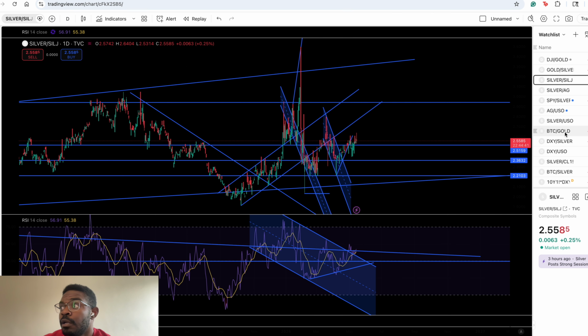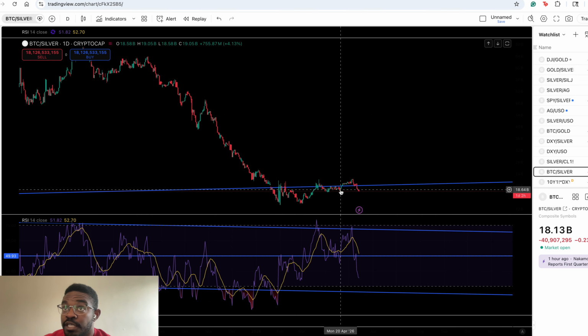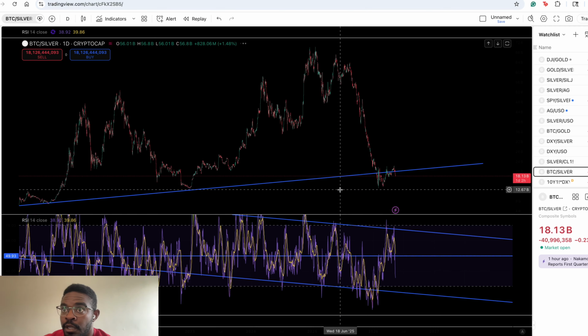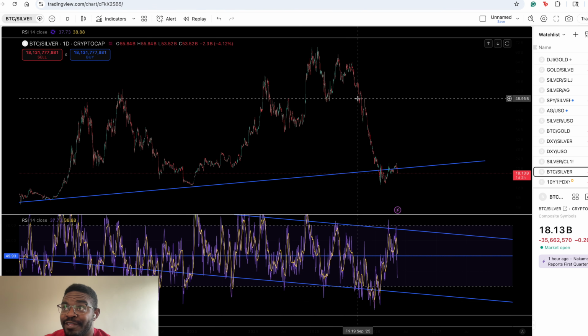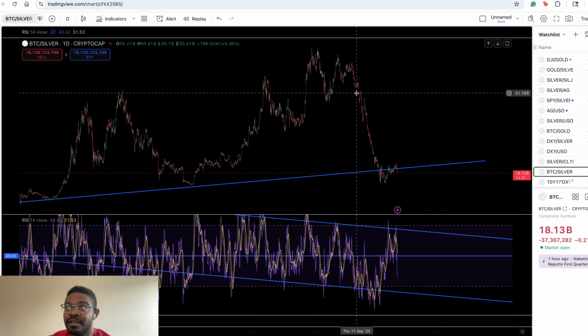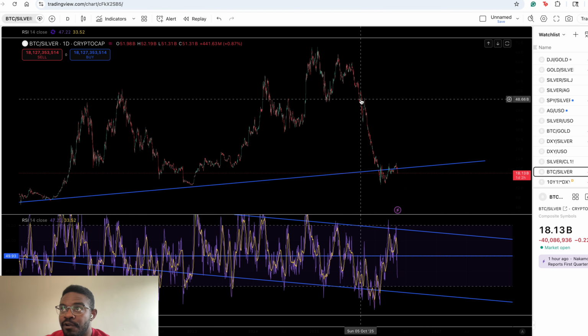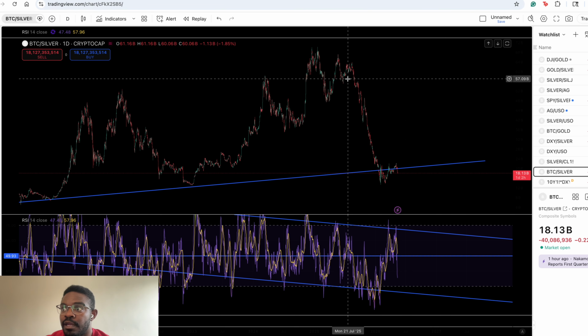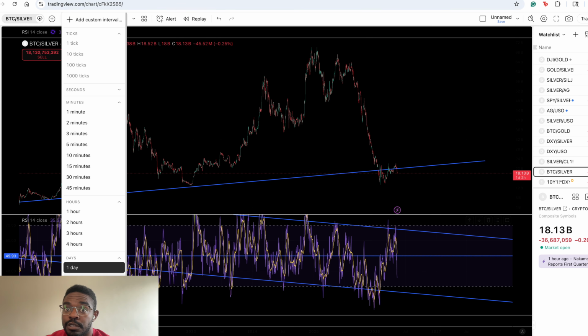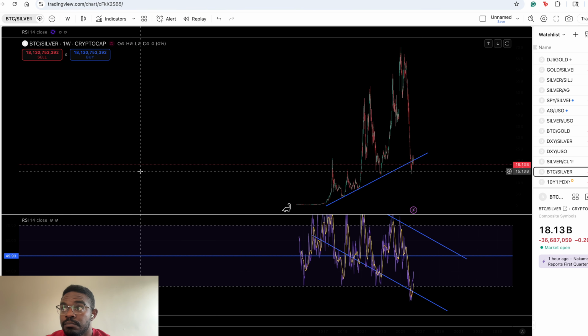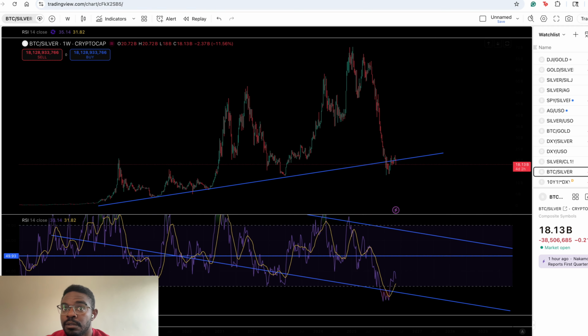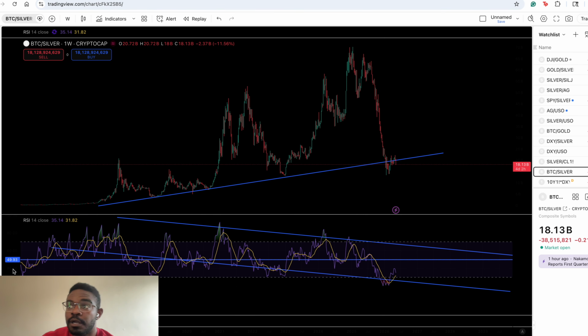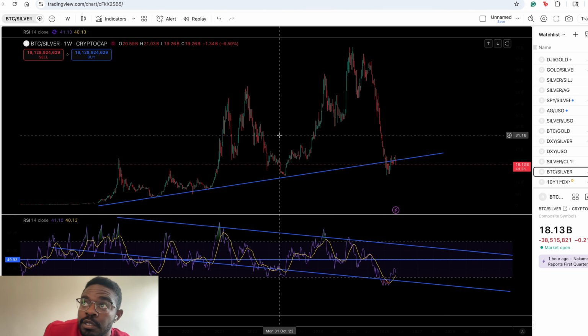So Bitcoin versus silver for you Bitcoin holders. I love looking at this chart because I actually used to hold a lot of Bitcoin, and I actually sold at the perfect time, and it was because of this chart. I looked at Bitcoin versus silver, and I saw that. Here, let me illustrate this to you on the weekly chart. Make more sense to you. But yeah, so I saw this.